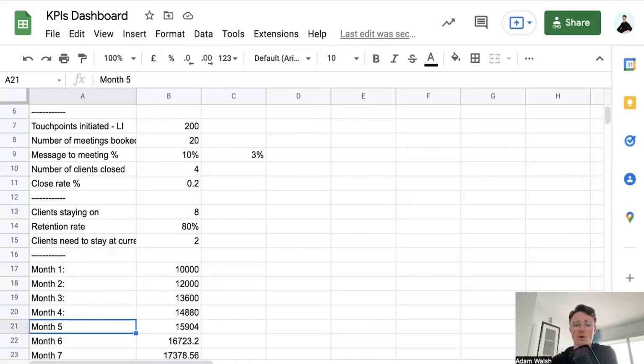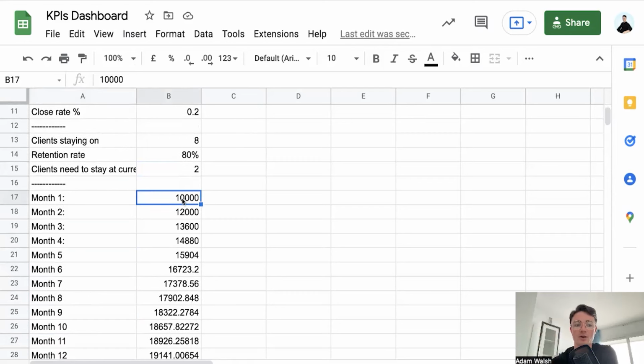So this is what your journey is going to look like. You're starting here month 1 with $10,000. In month two, again, remember the numbers. You've signed 4 clients, but you've lost 2. So you've only actually signed 2 more clients. So your revenue now goes to $12,000 per month.